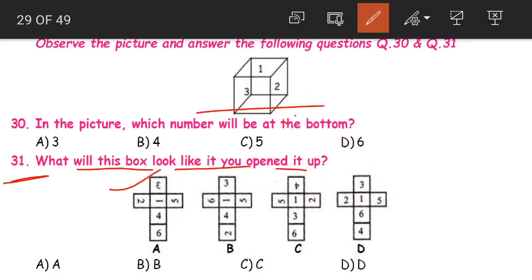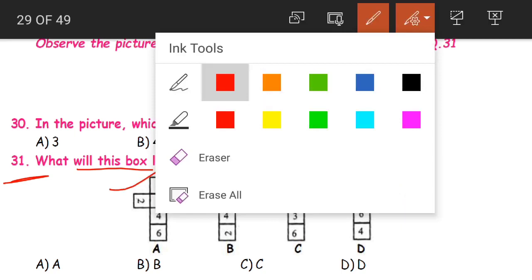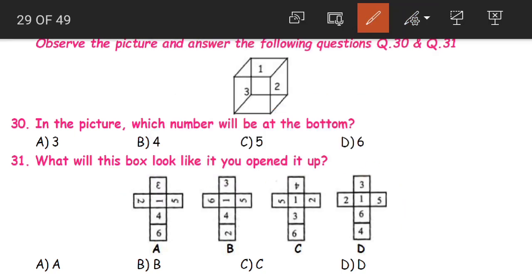Now here, as you can see, the shapes of all of these are same. But what is the difference? The difference lies in the numbers. Now here in question 30, the numberings of 1, 2 and 3 are already given. So with the help of this 1, 2 and 3, by matching these we can find out the correct option here. See, children, 1 and 3, so it should be in the same pattern.